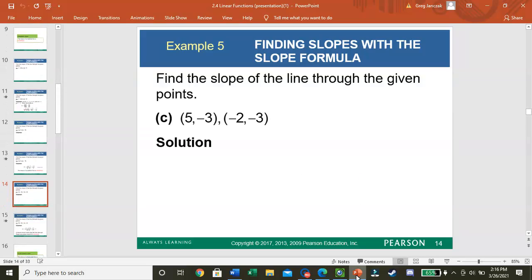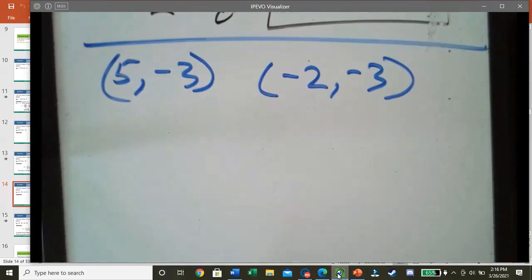Okay, let's try this one. Actually, I'm going to leave this one here and put the next one up right below it. So try this one, 5, negative 3, and negative 2, negative 3. All right, try that. Go ahead and work that out. And I'd like to have somebody come up to the board. And I'll check your work first. So that, yeah, exactly.